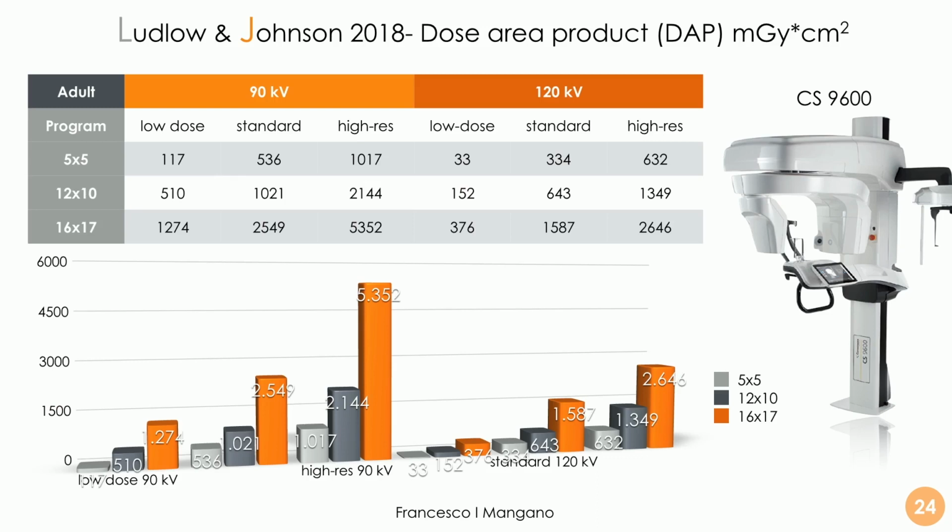This is a recent report from 2018 from the group of Professor Ludlow. And as we can see, with the most recent machine in the market, in this case the CS9600, we can have a further dose reduction when considering the different application protocols. And we have also important low-dose protocols that can help a lot to allow the clinician to make the proper diagnosis and treatment planning, but at the same time reduce the radiation doses a lot.